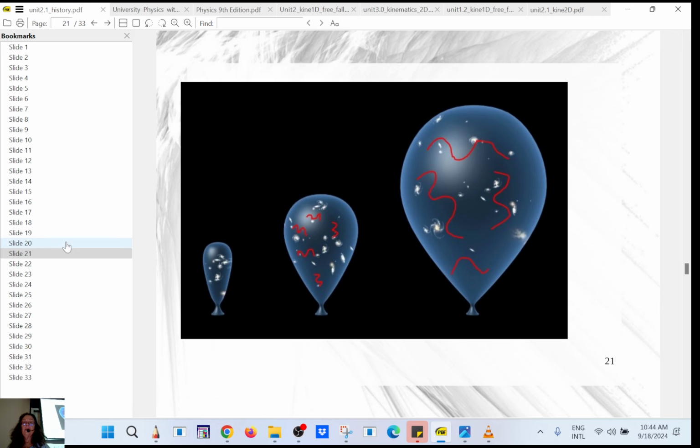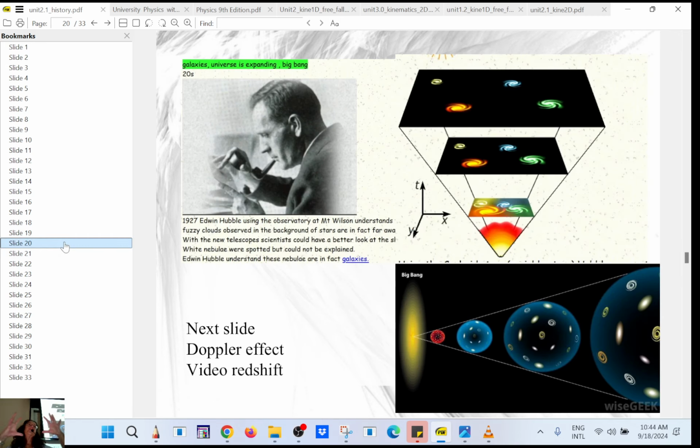What he said in the movie is that if the universe is expanding at a constant rate, from your point of view, the farther you look, the faster the galaxy seems to be moving. So there is a relationship between the speed and the distance.